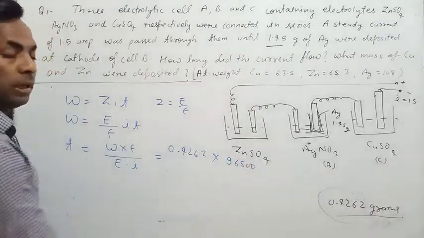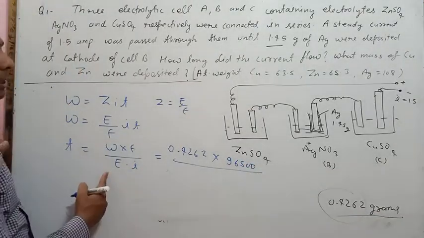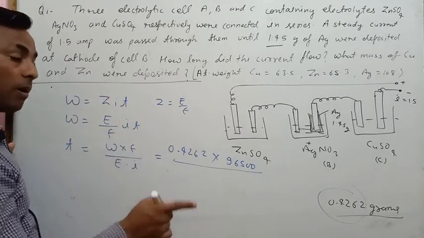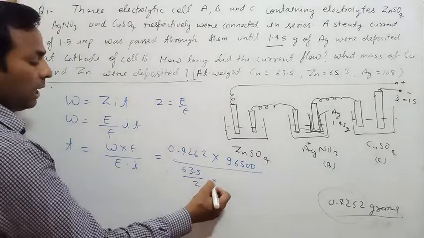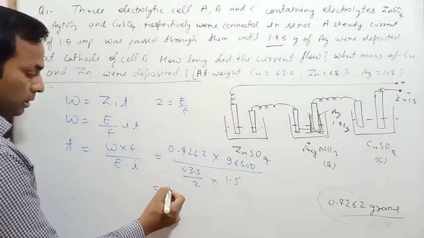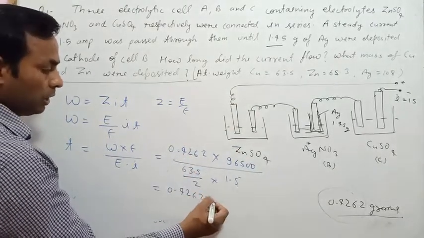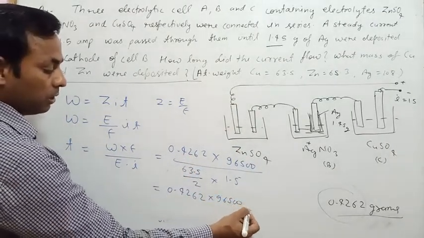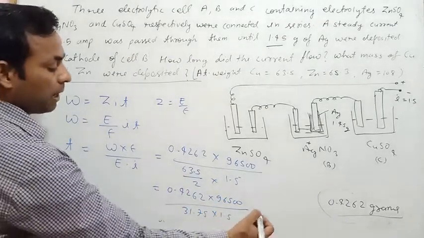Its value is 96,500 coulomb per mole, upon E. E means the equivalent weight of copper. The equivalent weight of copper is 63.5 upon 2, and I, the amount of current, is 1.5 ampere. So 0.4262 into 96500, divided by 31.75 into 1.5.